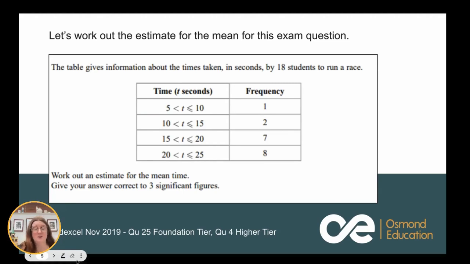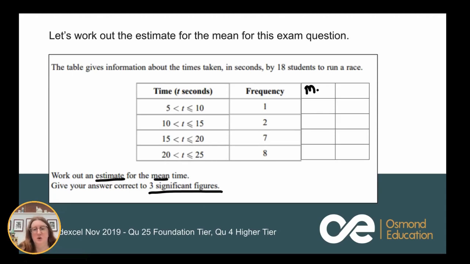Okay, now this is a past paper question. This is Edexcel in November 2019. It was question 25 on the foundation tier, but it was also question 4 on the higher tier. It crosses over, it's in both papers. So both tiers need to be looking at this. Okay, so we're going to work out an estimate for the mean. Correct to 3 significant figures in the question tells me that I'm going to have some decimals going on. So if I'm doing it with a grouped, the first thing I need to find is a midpoint.